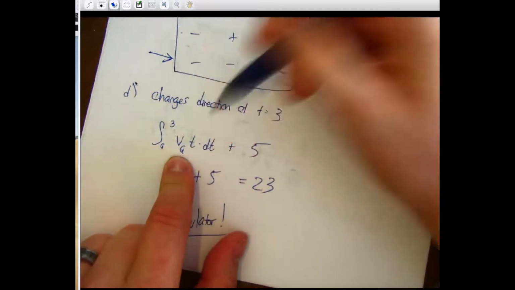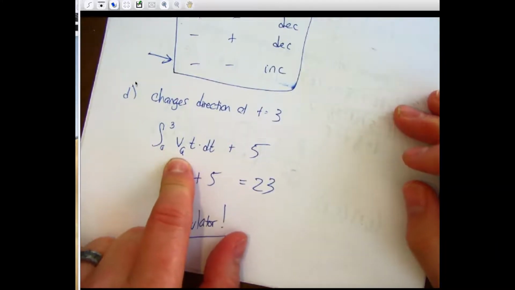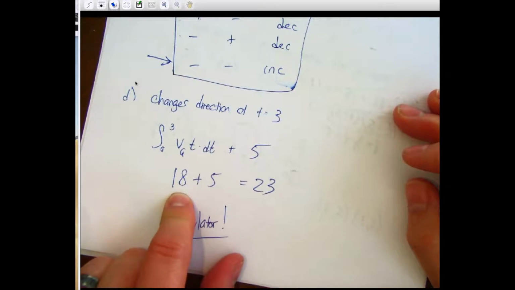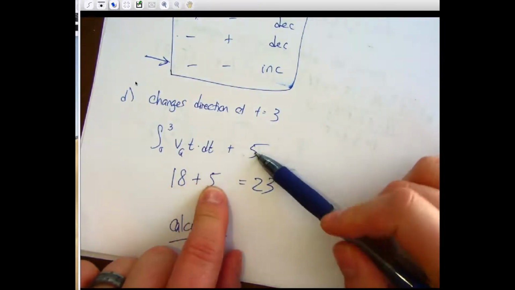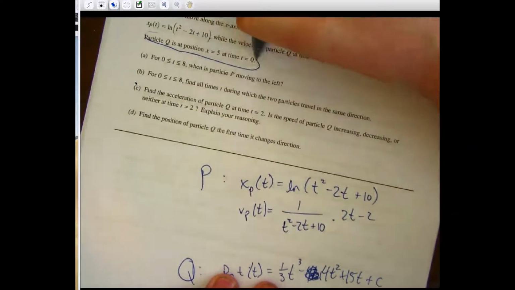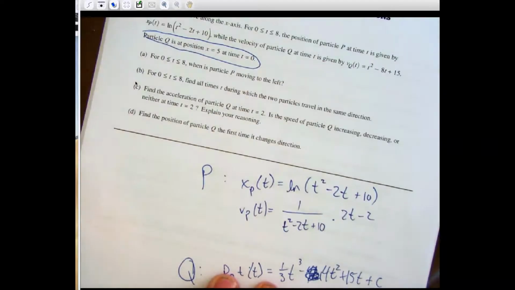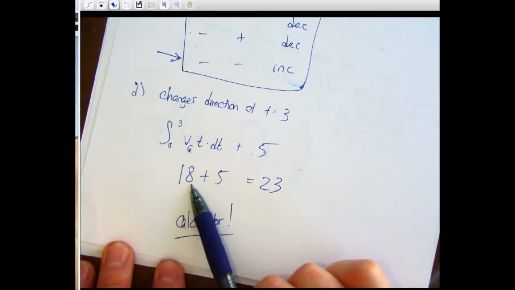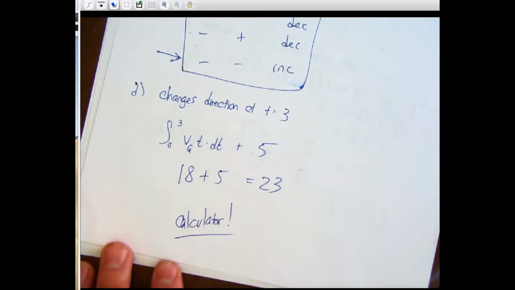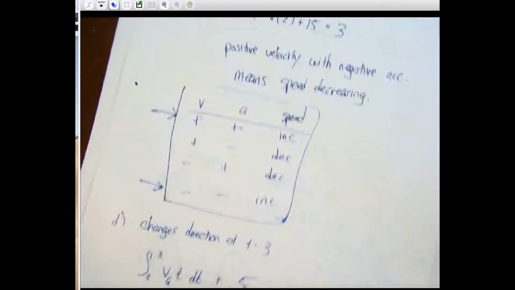So you're going to integrate this from 0 to 3, and you can do that by hand if you want, but you have your calculator, and you will on the exam. So I just plugged that in and got 18. Why am I adding this 5? Because it tells me here particle Q is at position x equals 5 when t equals 0. So this is where it started, and this is how far it moved during those 3 seconds, and that gets you to 23. Use your calculator.